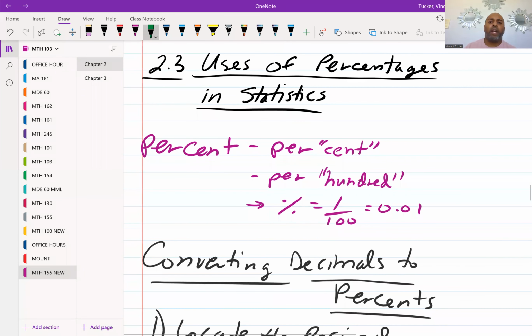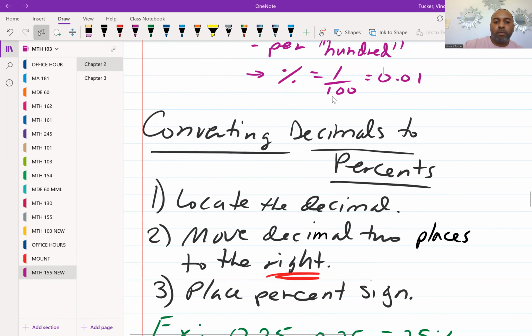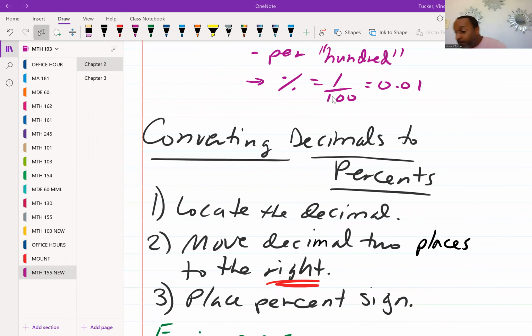All right, so we look at four different ways of converting to percentages or away from percentages. The first one is converting decimals to percents. First thing we'll do is locate the decimal. We can move our decimal two places to the right, and then we'll place our percent sign.